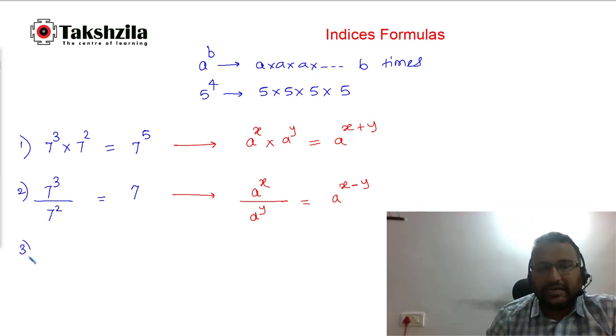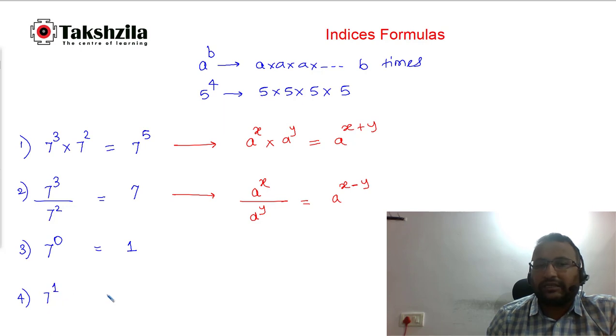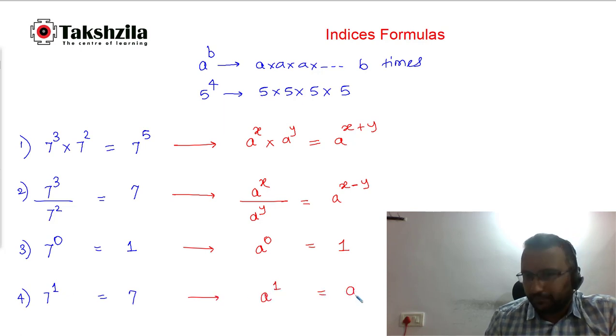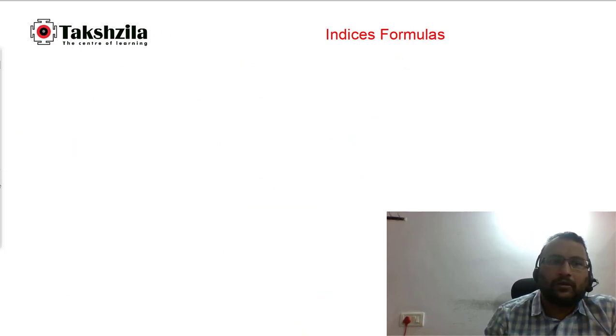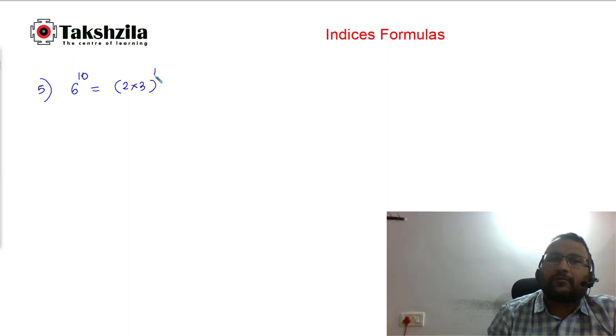The third one is any number to the power 0. For example, 7 to the power 0 is equal to 1, and 7 to the power 1 is equal to 7 itself. So the formula is a to the power 0 is always equal to 1, and a to the power 1 is always equal to a. After this, let's have a look at the fifth formula. The fifth one is 6 to the power 10. We can write it as (2 into 3) to the power 10. That is nothing but 2 to the power 10 into 3 to the power 10.